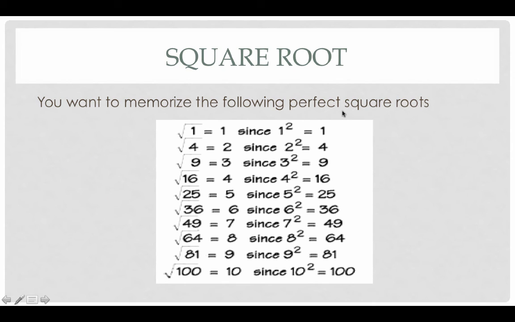And you want to have memorized all the following square roots. Here's squares. 2 squared is 4. 3 squared is 9. 4 squared is 16. On and on and on. You want to remember the opposites. The square root of 100 gets you back to 10. The square root of 81 gets you back to 9.